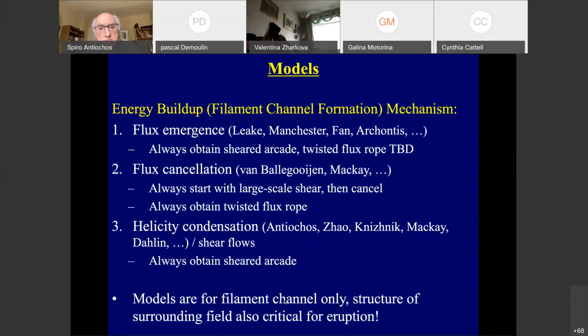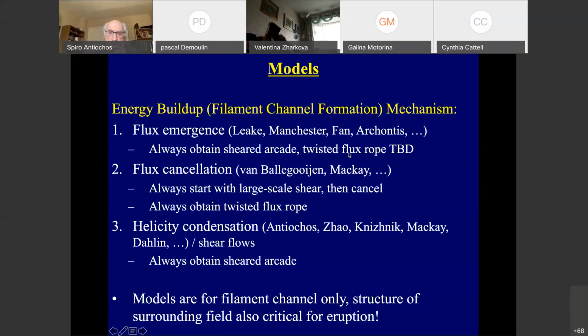Okay, what are the models? As I said, there are not that many models for the filament channel formation, and they're associated, of course, with the special properties of the polarity inversion line. So what happens at polarity inversion lines? Well, flux emerges there. And there's a bunch of people who worked on how flux emergence can give you a filament. For the flux emergence, you always obtain, as I'll show you, a sheared arcade to begin with, a sheared structure.